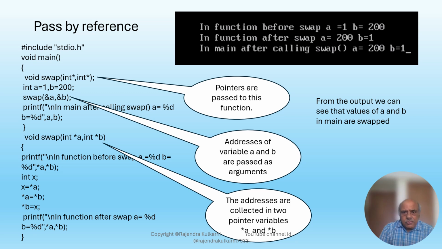From the output we can see the values of a and b in main are swapped. Passing address to a function is called pass by reference.